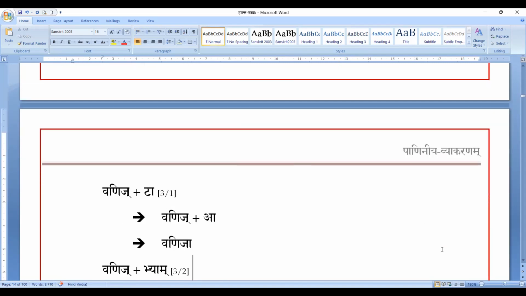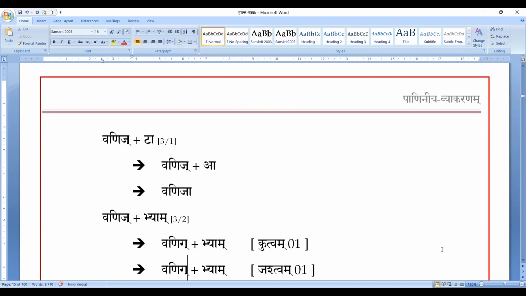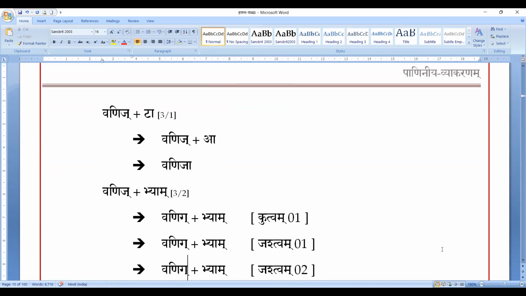Vanij plus ta, that is a, Vanija. Vanij plus bhyam: here Jashtva is applied, Vanigbhyam. The Chakara will be replaced by Kakara, then Gakara. So Kutvam first, after that Jashtva number one, then after that Jashtva number two.